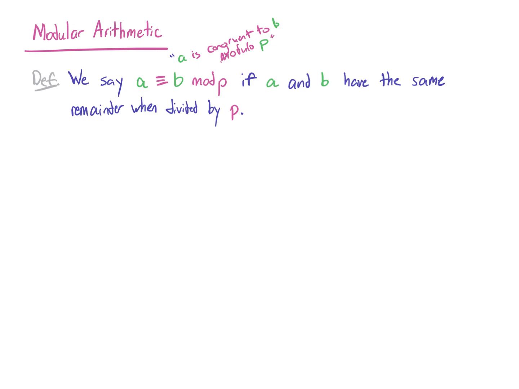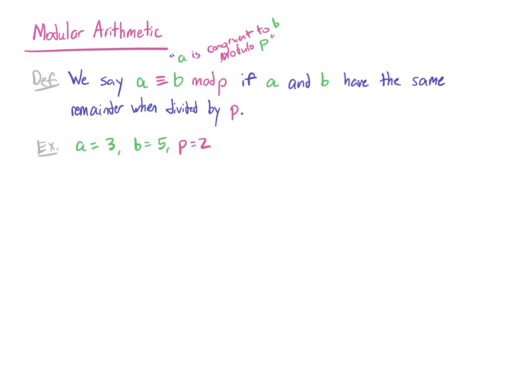So we say that a is congruent to b modulo p if both a and b have the same remainder when we divide them by p. This might feel a little abstract, but here's a simple example. So let's consider a equals 3, b equals 5, and p equals 2.